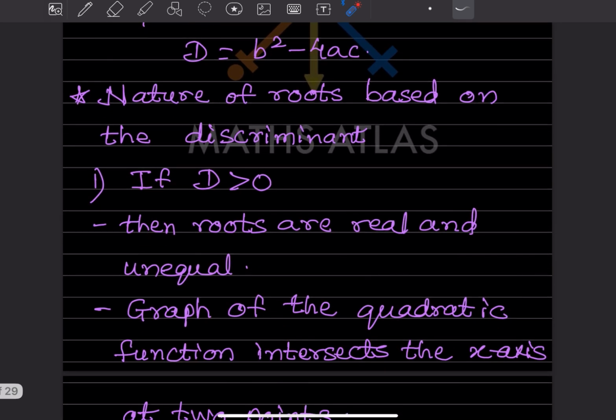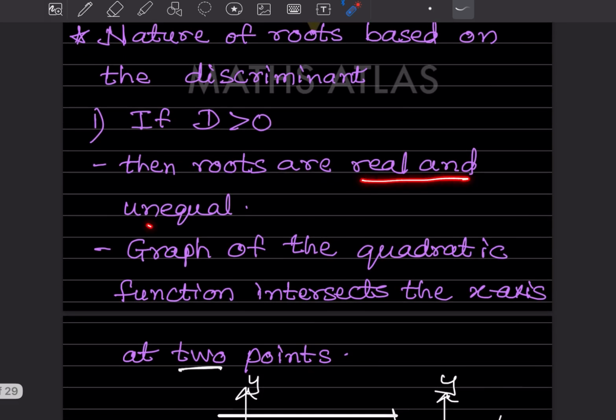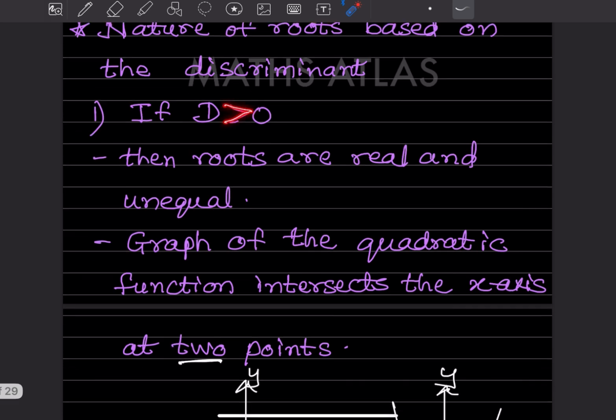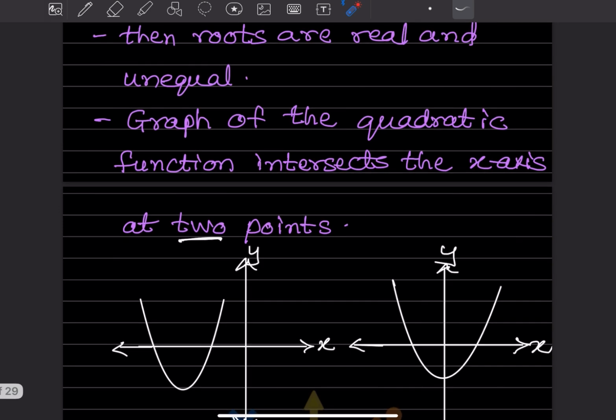We have to see whether the discriminant D is greater than 0, less than 0, or equal to 0. Let us see. If D is greater than 0, the roots are called real and unequal. The graph of the quadratic function, whenever D is greater than 0, intersects the x-axis at 2 points.